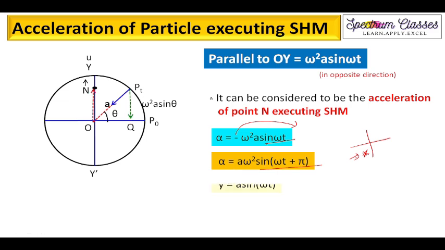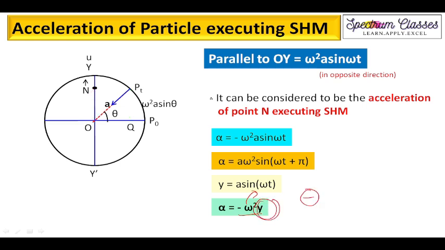I can also replace this equation by alpha is equal to minus omega square y, because y is equal to a sine omega t, and putting this value in this equation, I will get this one. If my omega is constant or uniform, then alpha depends on y and its direction is negative.